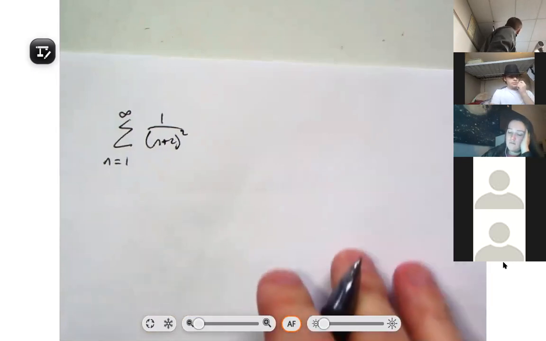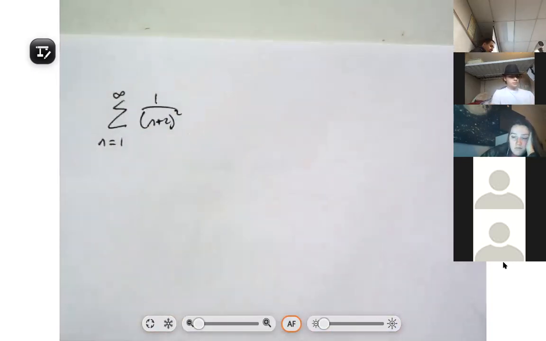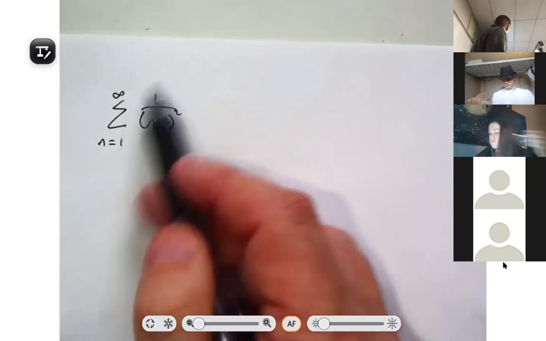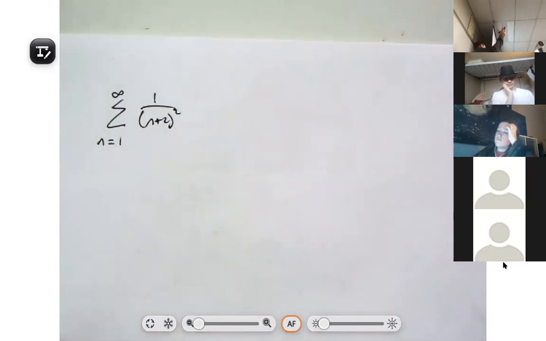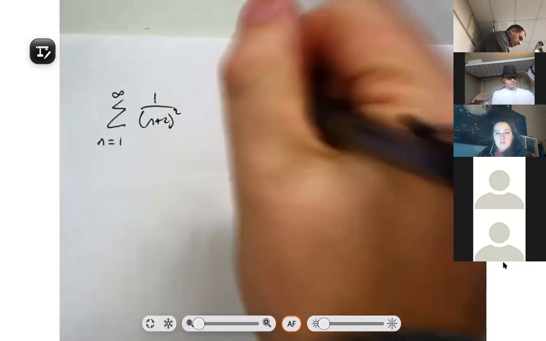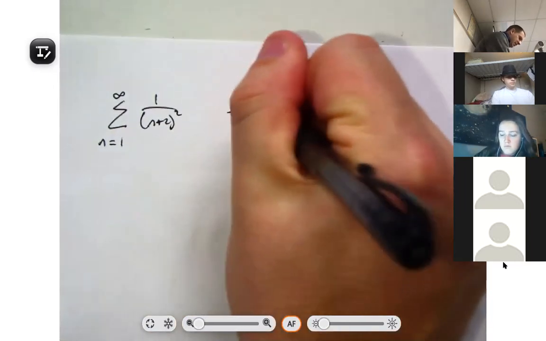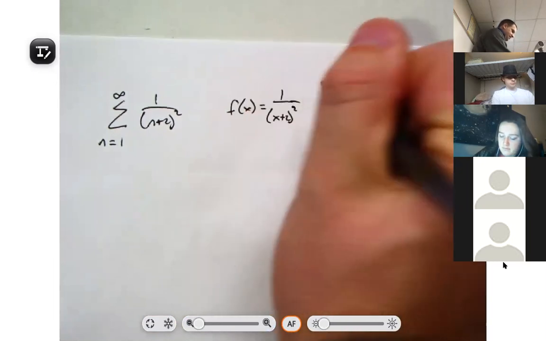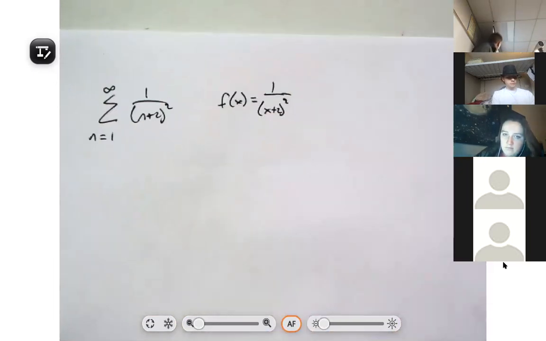All right. So now we're talking about this series. The first thing I would check is, does it pass the nth term test for divergence? It does. If I take the limit of this sequence as n goes to infinity, this equals 0. That just tells us we have to run another test. Okay, so now I'm going to let f of x equal 1 over x plus 2 squared. And all my work moving forward will be done with this function.